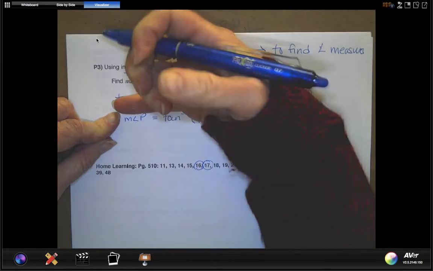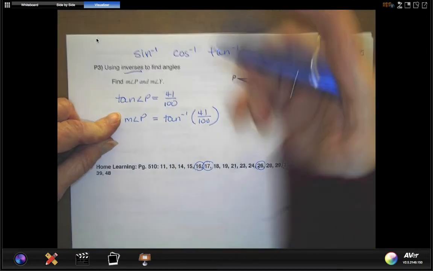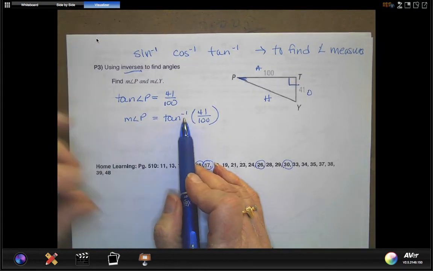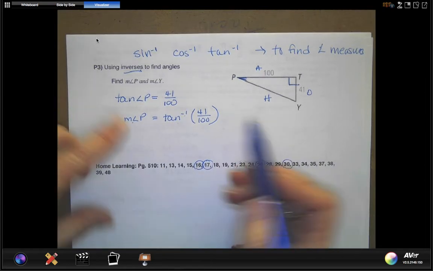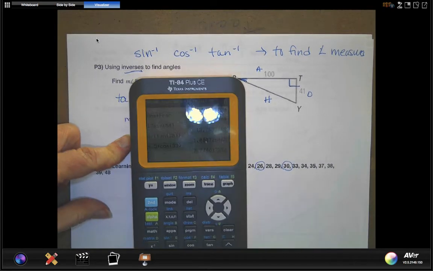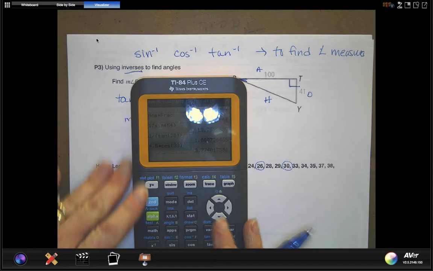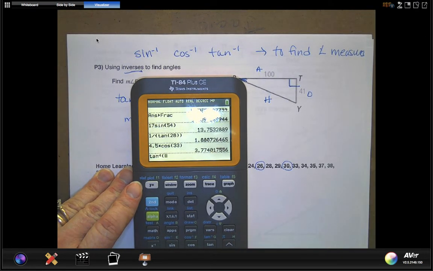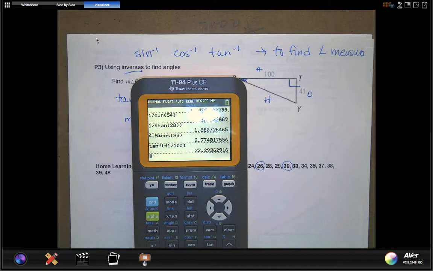You don't have to really write out that first line right there, but I just wanted to remind you that's what it is. So I'm getting rid of that tangent by putting the tan inverse, and I'm going to put an m in front of it. So then on my calculator, again, you want to stay in that degree mode. I'm going to go to tan inverse. So I did second tan there, 41 divided by 100. And I get that answer right there, and again, I'll just round it to the tenth.